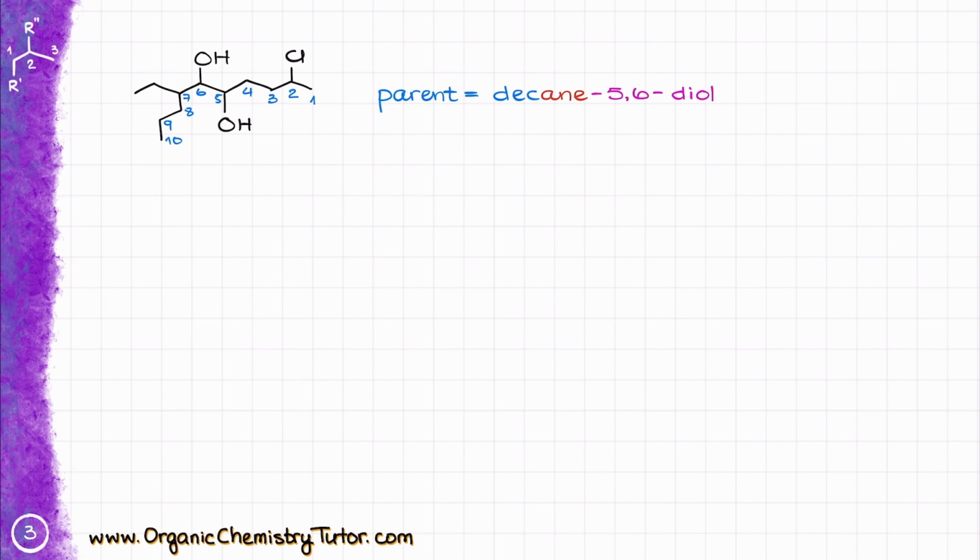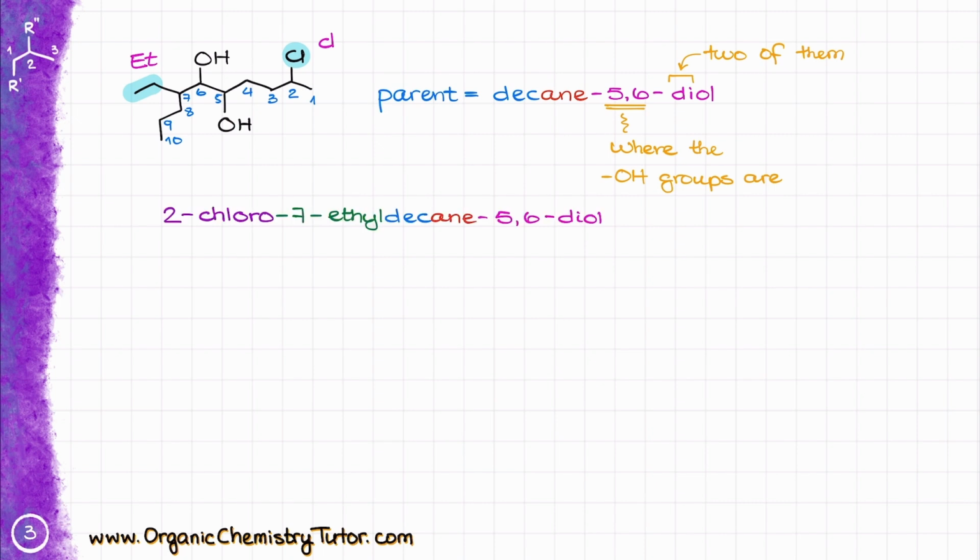And notice how I specified both the positions of the OH groups by saying 5 and 6 and saying that I have 2 of them by using the prefix di. Next, I'm going to identify my substituents. I've got an ethyl group at the 7th position and I have a chlorine in the second position. And by alphabetizing my substituents before the name of the parent, I get 2-chloro-7-ethyldecane-5,6-diol as my final name.